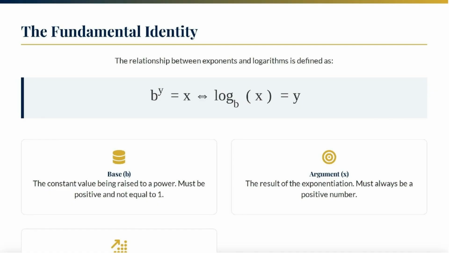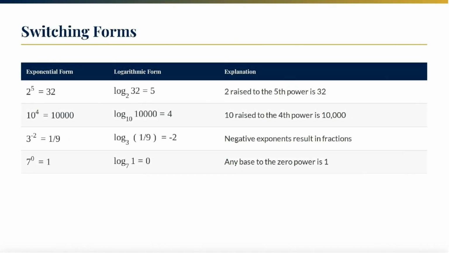B to the y equals x is equivalent to log base b of x equals y. Here, the base must be positive and not 1, and the argument must be a positive number. This table demonstrates how to switch between exponential and logarithmic forms. Notice how each expression reflects the same relationship between the base, exponent, and result.